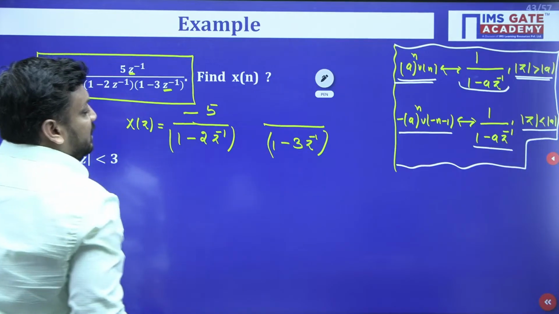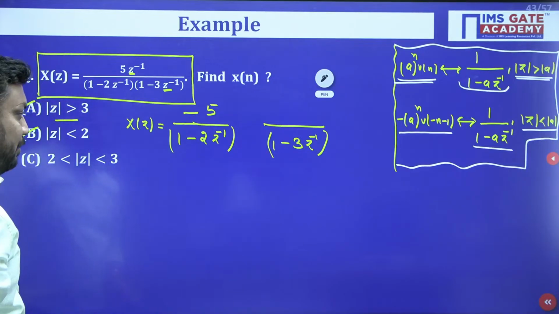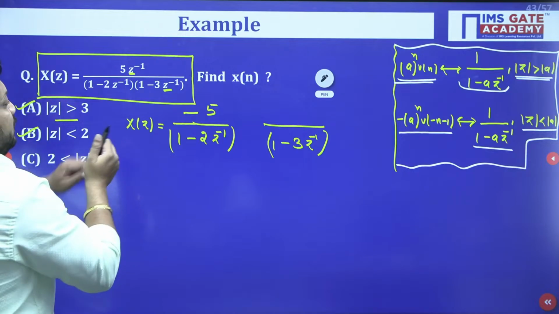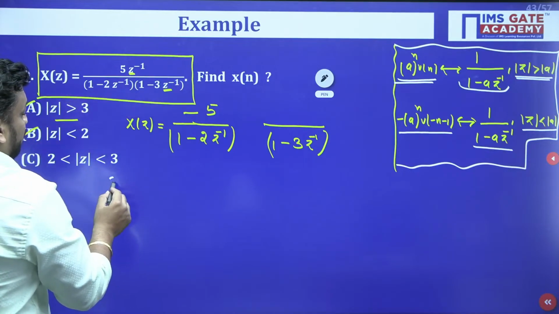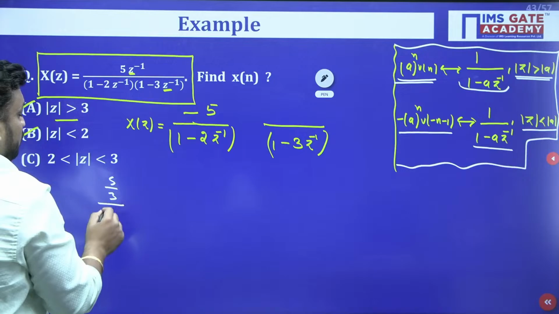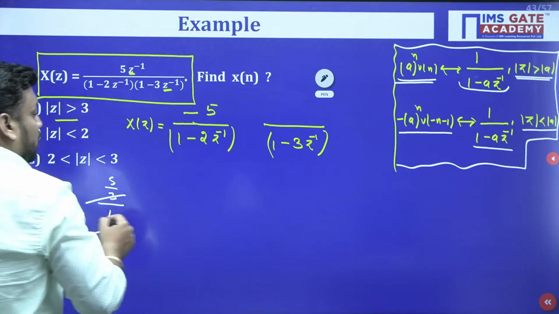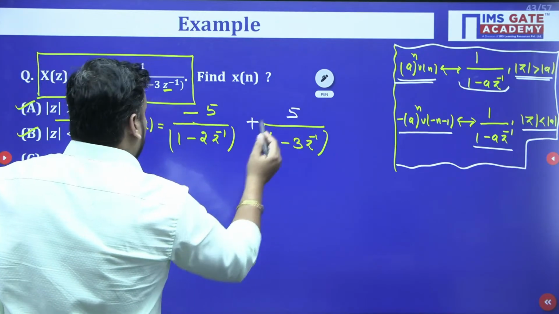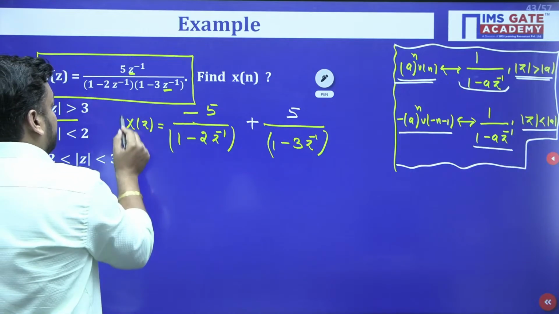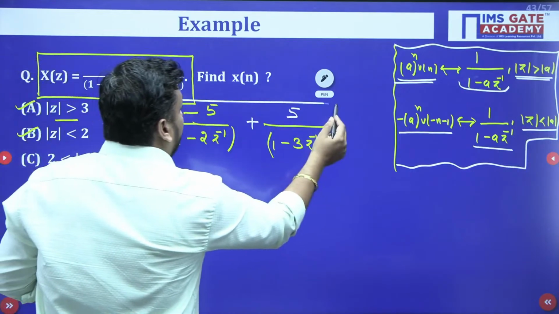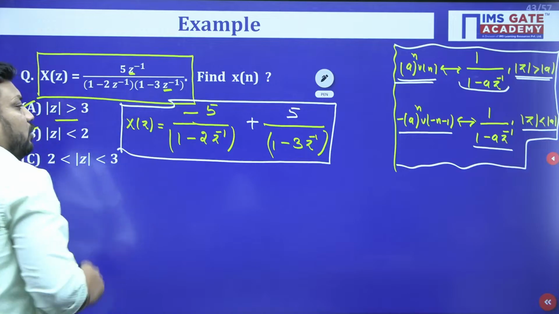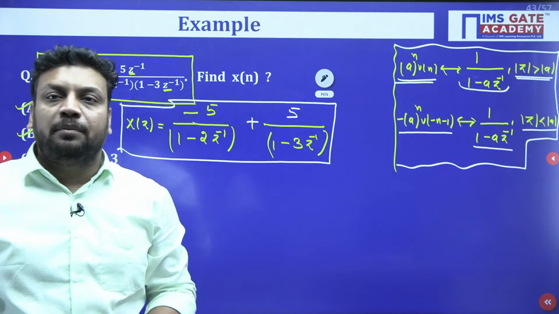Similarly, 1 minus 3 z inverse means z inverse value is 1 by 3, but this time you have to hide this part. So it will be 5 by 3 upon 1 minus 2 by 3, which is nothing but 1 by 3. The 3 cancels, so you will get plus 5 here. As far as coefficients are concerned, I think it is very easy to identify how to find the A, B coefficients and all.